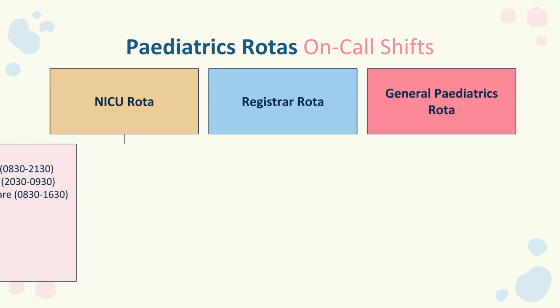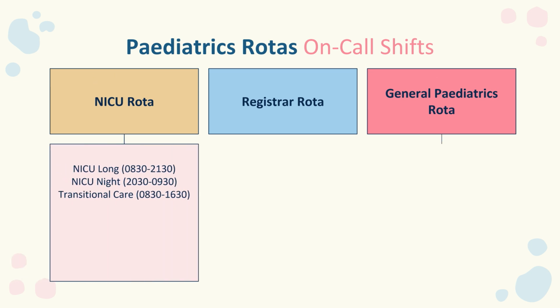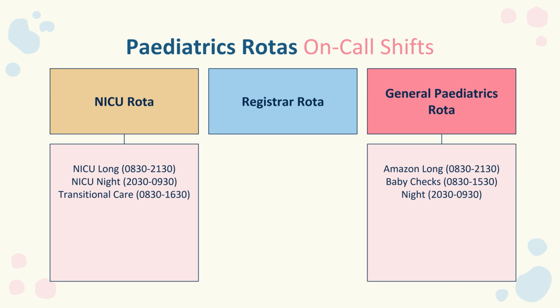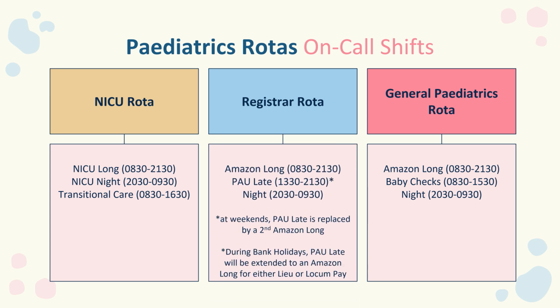For each of the rotas, there are designated on-call shifts. For NICU, these are the longs, nights, and transitional care. For general paediatrics, they are the Amazon long, baby checks, PAU lates, and nights. And finally, for registrars, they are the Amazon long, nights, and during weekdays, PAU. If you are wanting study or annual leave, these shifts must be swapped out, either with another doctor or into a vacant shift. If you are allocated one of these shifts on a bank holiday, you will be required to work it, and you will receive a day in lieu. For any other shift, you will not be required to work.